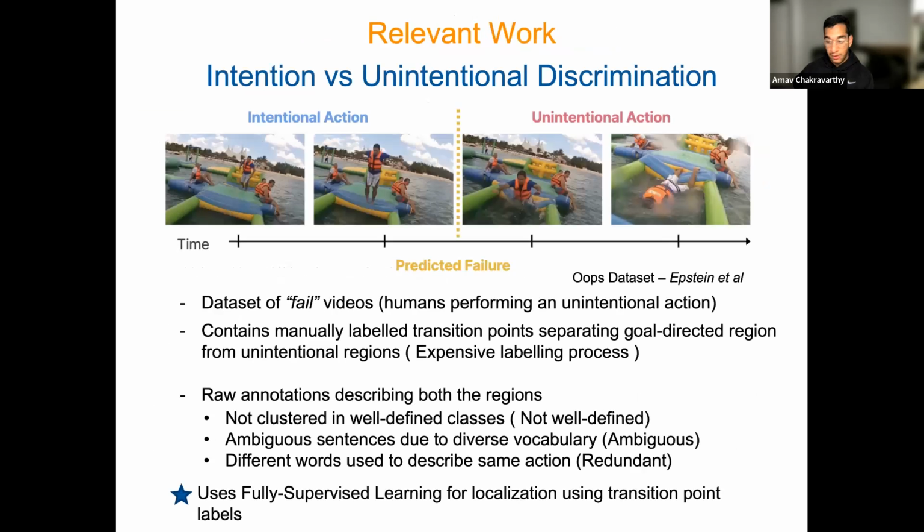The most relevant to our work is the OOPS dataset, which contains fail videos, which are humans performing unintentional actions. It contains manually labeled transition points separating the goal-directed region from the unintentional region. They also provide raw annotations describing both these regions. These annotations are in the form of video captions. Hence, they're not clustered in well-defined classes. The sentences are sometimes ambiguous due to diverse vocabulary, and there are also different words used to describe the same action. They use fully supervised learning for localization using the transition point labels.